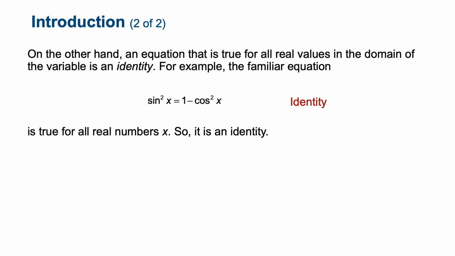However, an equation that's true for all real values in the domain of the variable is an identity. For example, the equation sine squared of x equals 1 minus cosine squared of x is true for all real numbers x. So it's an identity.